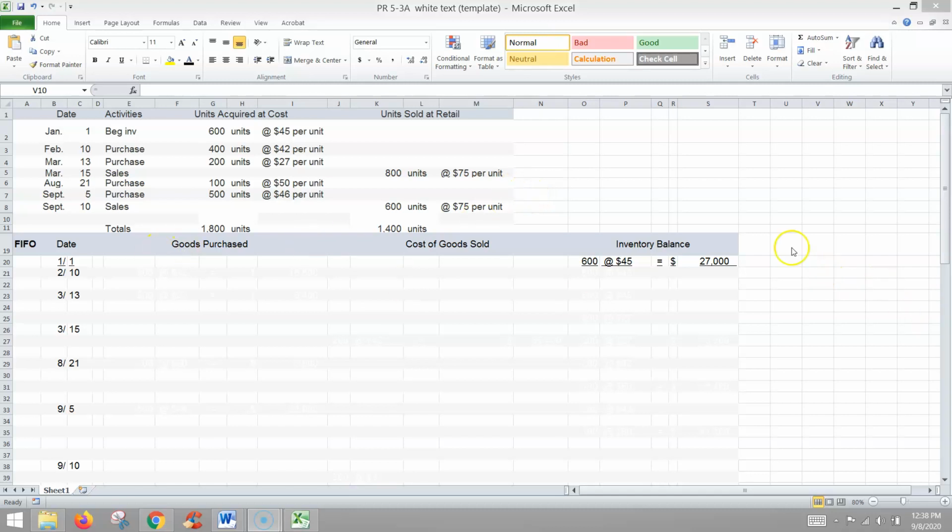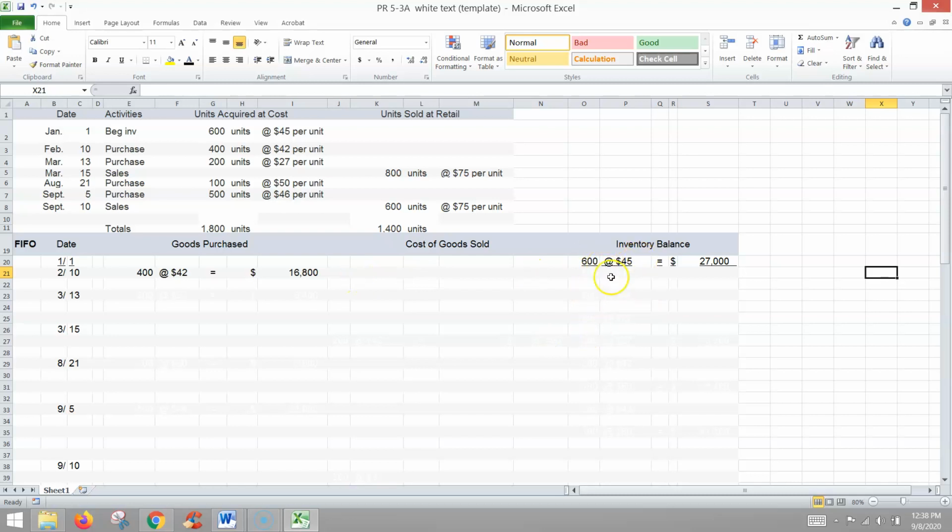We're going to set up our table just as we did with the other problem, and use this to calculate our inventory balances. So first we have beginning inventory, 600 units at $45. You multiply those two and we have inventory at $27,000. On February 10th we're going to make a purchase, 400 units at $42. So we're going to add that into our purchase column. Then we're going to calculate our ending balance.